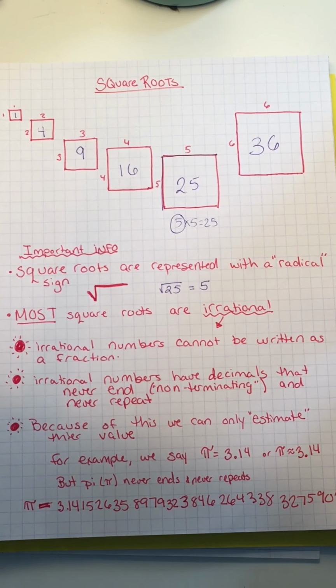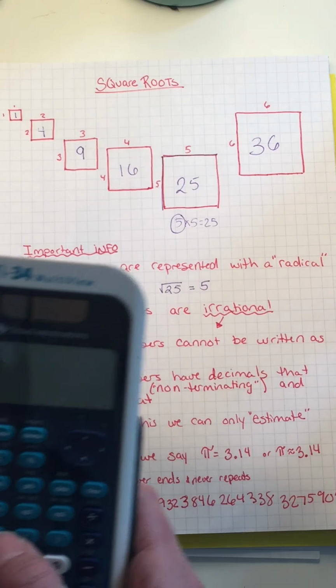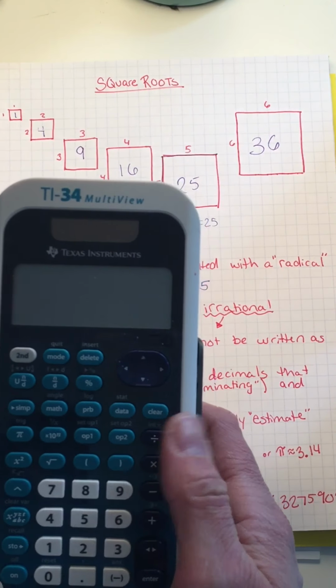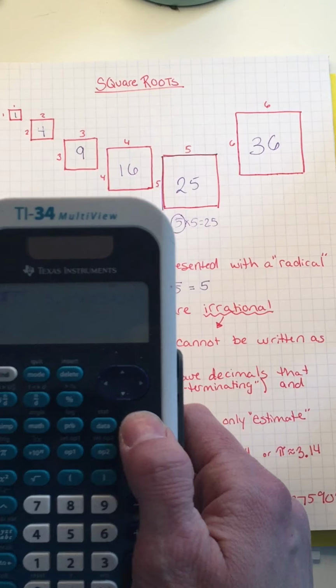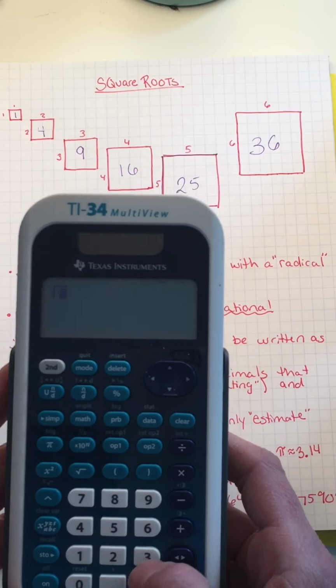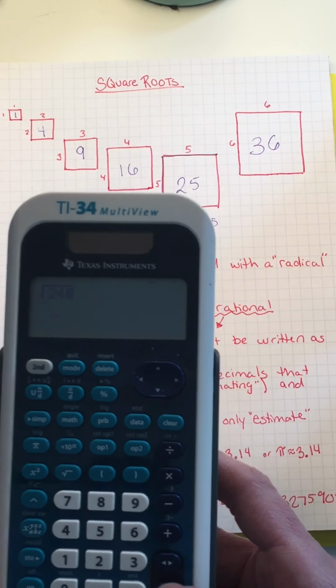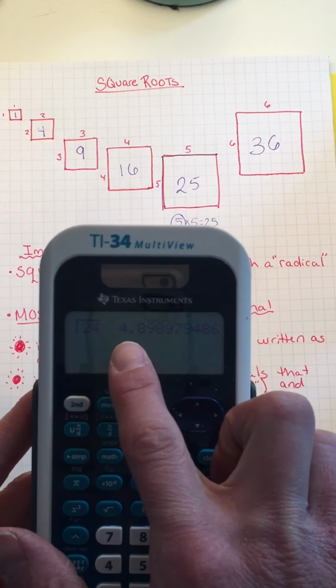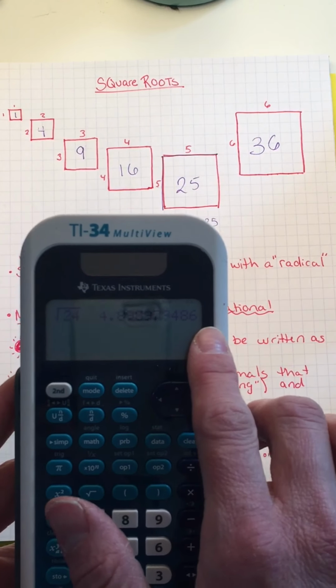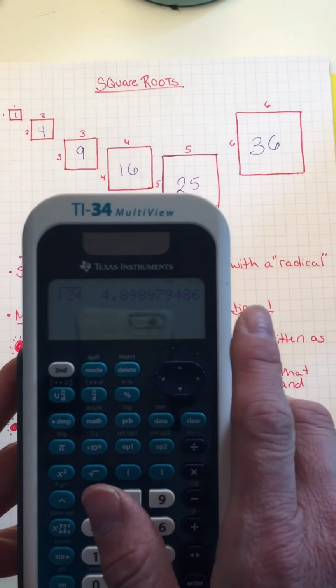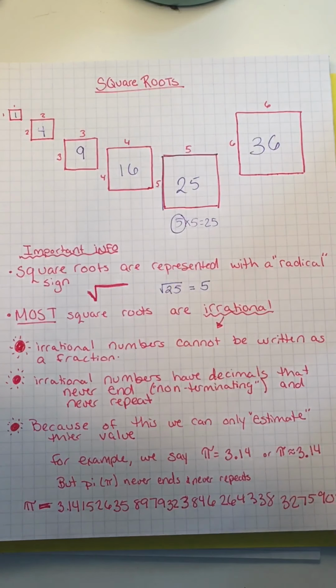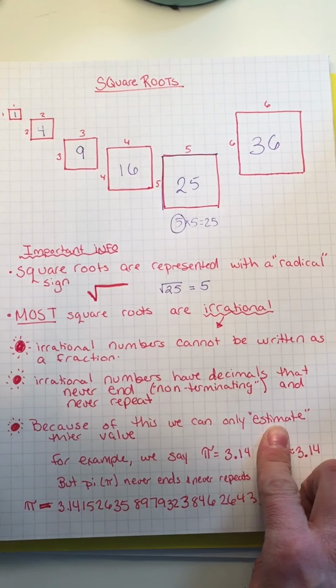And so, for example, let's just pick any random number that is not a perfect square. The square root of 24. That goes on and on and on, and it only stops because my calculator runs out of room, okay? Because they go on and on and on and on forever, we can't actually say a specific value for them. We can only estimate the value.